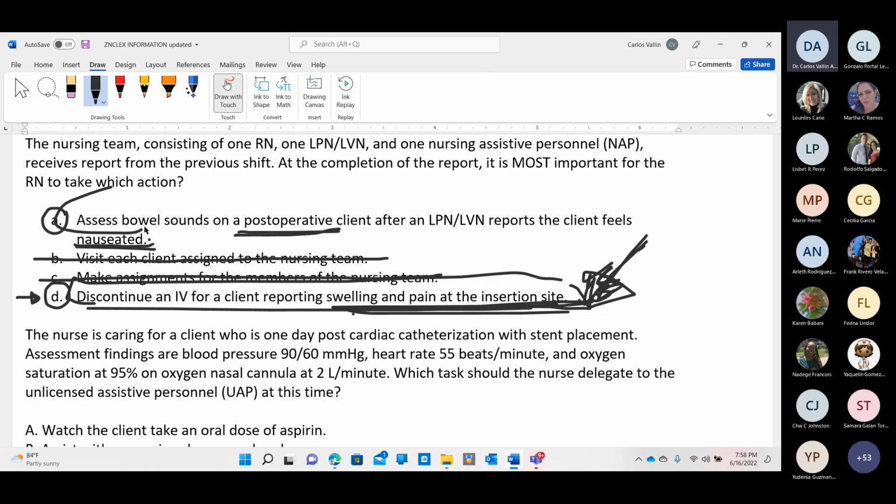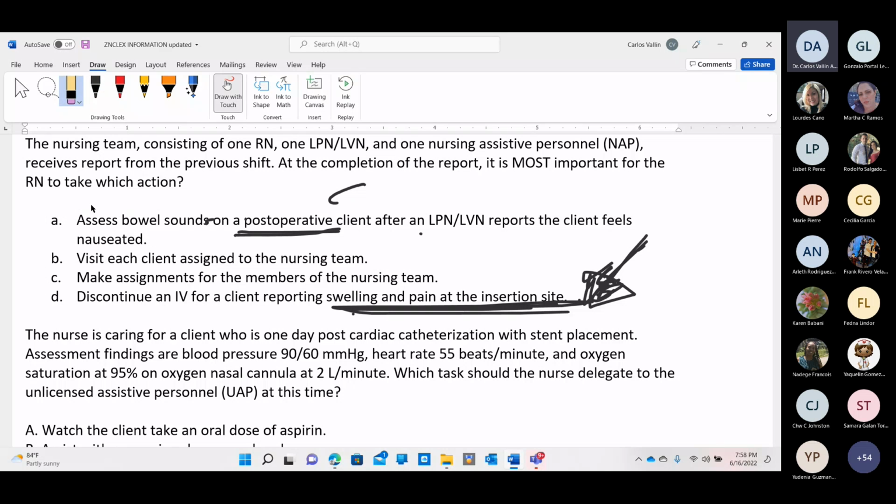This is an assessment that takes a little more time, and you need to do that next. Makes sense? That one is safety first. It is also an issue of safety.